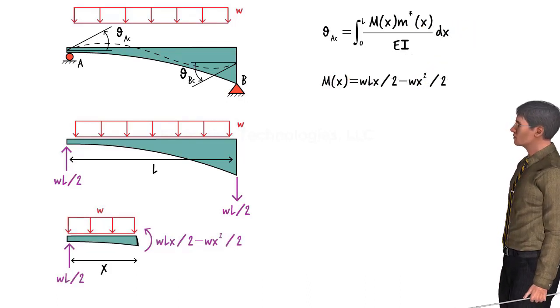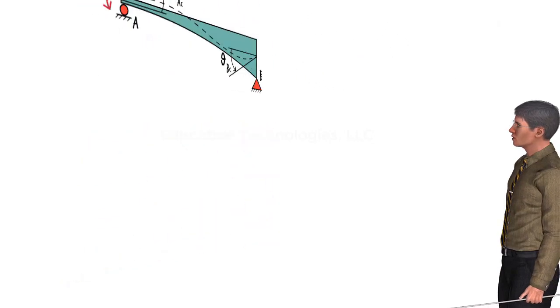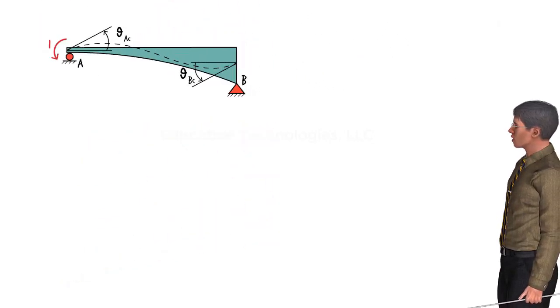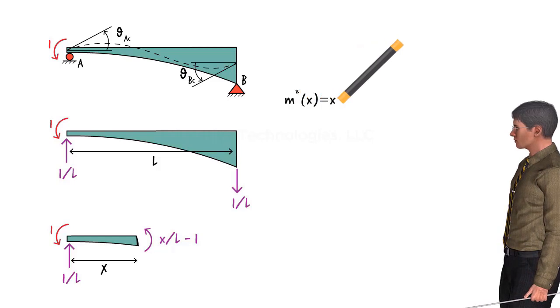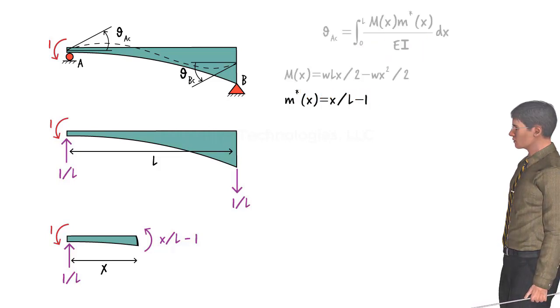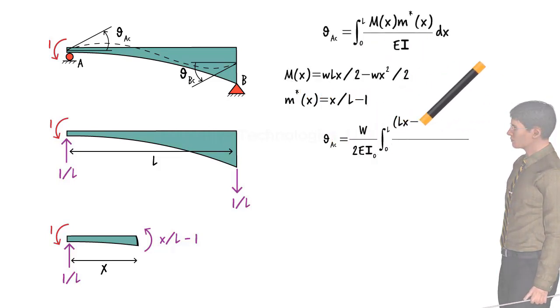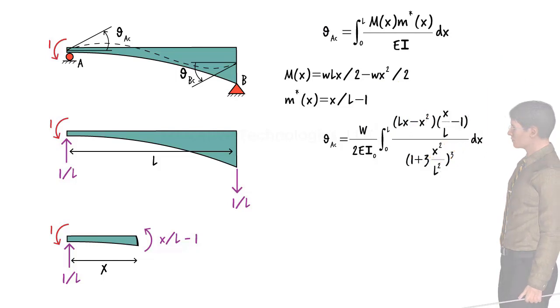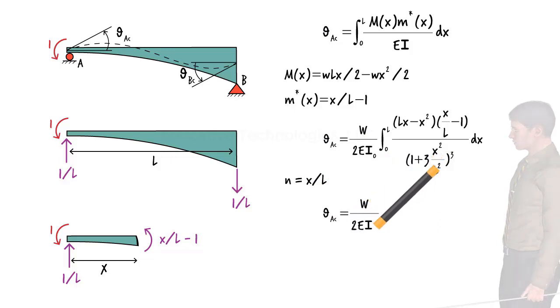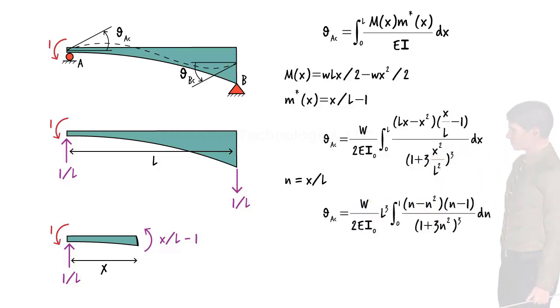To determine m star x, place a unit moment in the counterclockwise direction at A and write the moment equation that results. Then write. Substituting n for x over L, our equation becomes. So, theta AC equals.